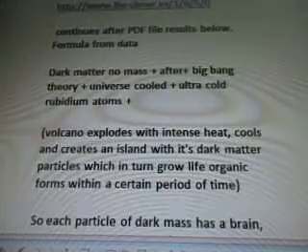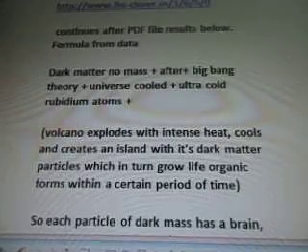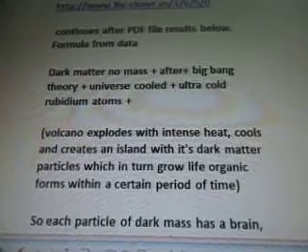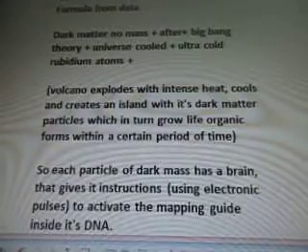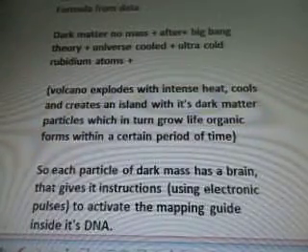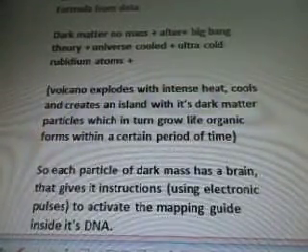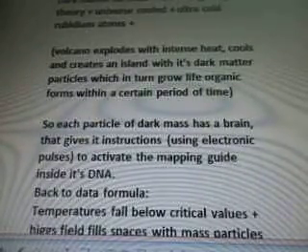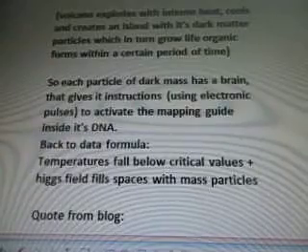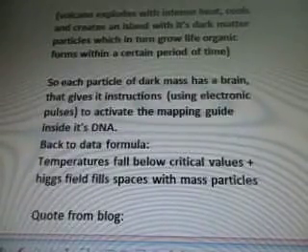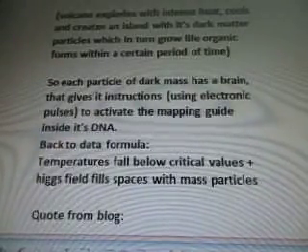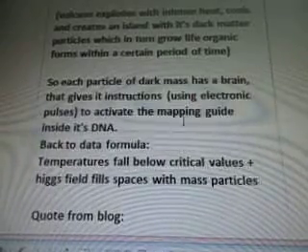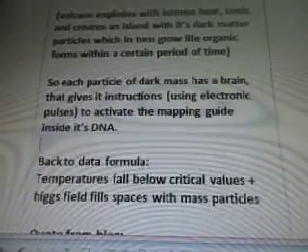Formula from data: dark matter, no mass. After the Big Bang theory, the universe cooled, like ultra-cold rubidium atoms. A volcano explodes with intense heat, cools and creates an island with its dark matter particles, which in turn grow life, organic forms, within a certain period of time. So each particle of dark mass has a brain that gives it instructions using electronic pulses to activate the mapping guide inside its DNA.